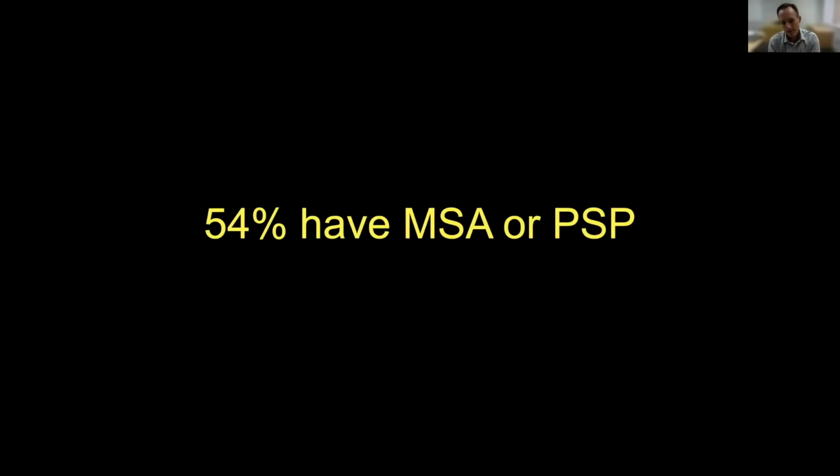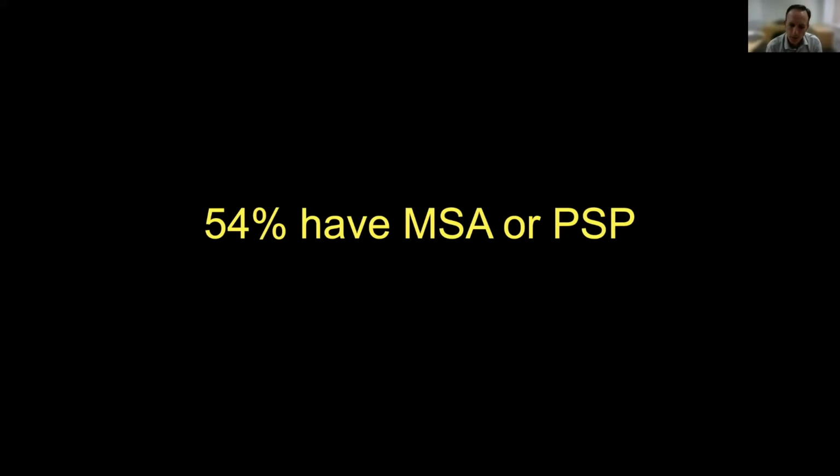Of the misdiagnoses that occur, at least half, roughly half, involve either multiple system atrophy or another form of Parkinsonism called progressive supranuclear palsy. So MSA, PSP, and other forms of what people call Parkinsonisms are not Parkinson's disease. They have a different pathology, they have a different treatment, and they're quite frankly more aggressive. And so they progress faster than classic Parkinson's disease.